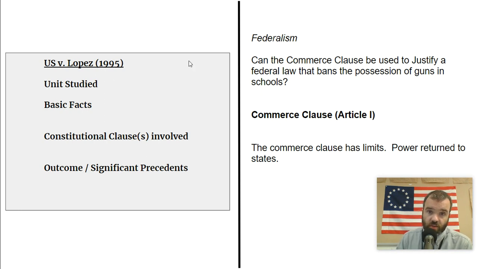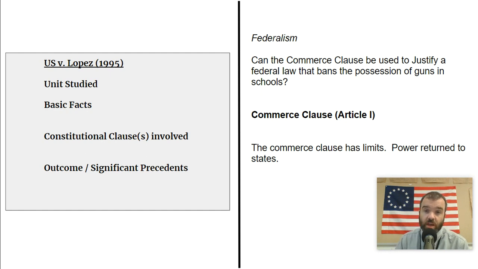So this is a federalism case, and basically the question was, can the Commerce Clause be used to justify a federal law that bans the possession of guns in school zones? Congress tried to pass the Gun-Free School Zones Act in the 1990s, saying it's a violation of federal law to knowingly possess a gun in a school zone. This was argued as unconstitutional because it is not an enumerated power in the Constitution, and it's not connected to an enumerated power in the Constitution.